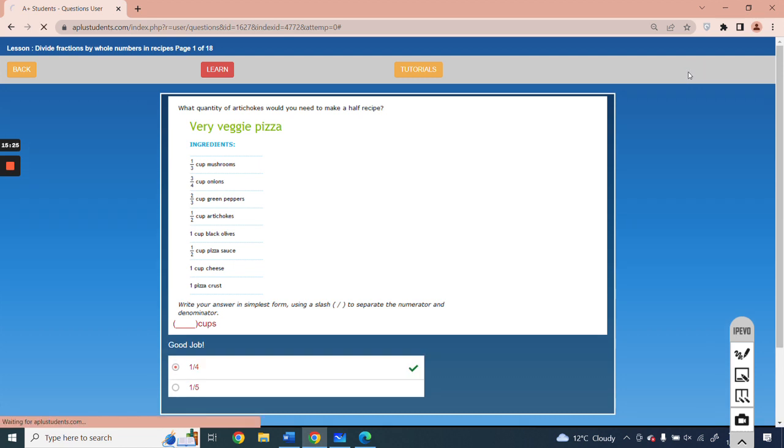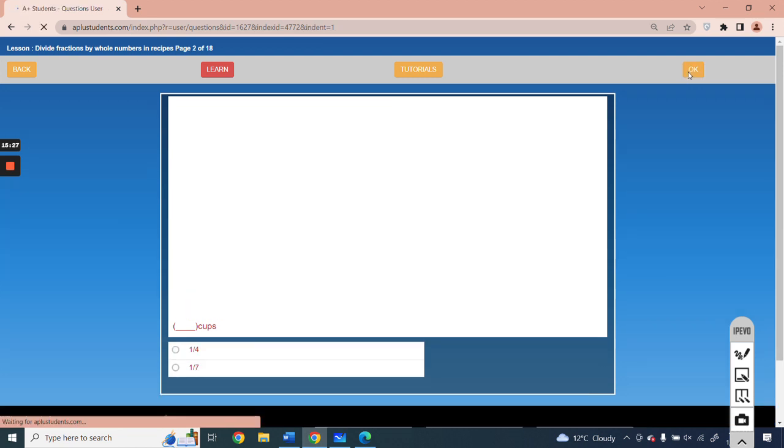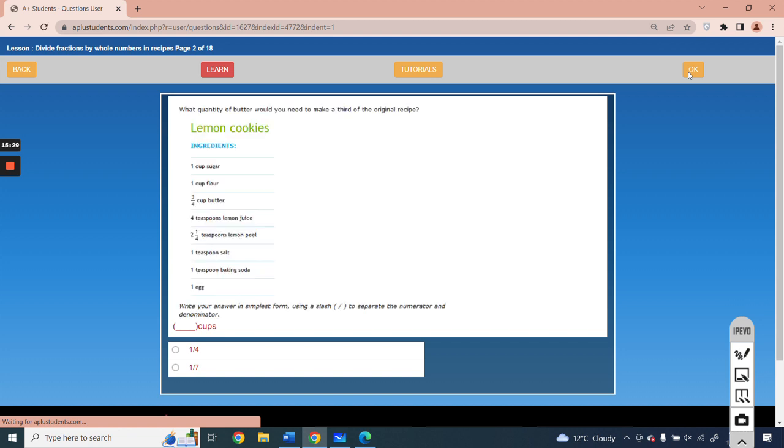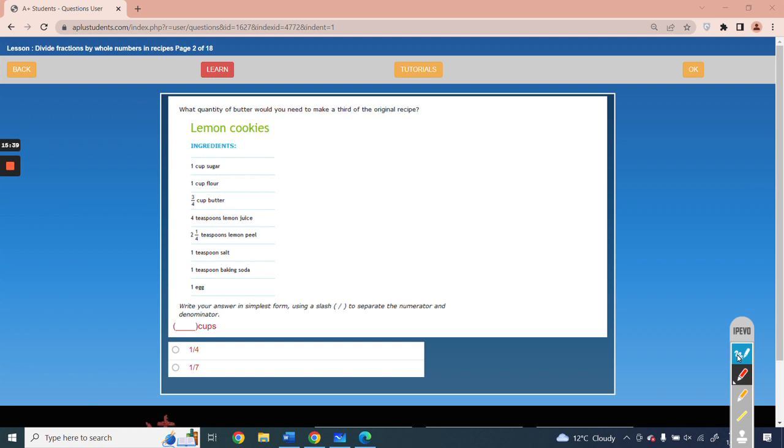Okay, the next one is what quantity of butter would you need to make a third of the original recipe? So you have to use a third of the original recipe. Got it? And in the original recipe, how much butter do we use? 3/4. Got it?